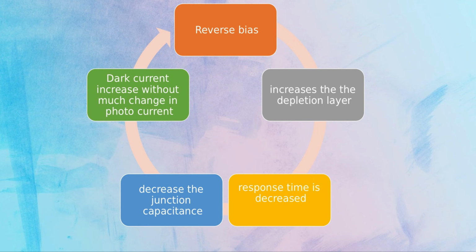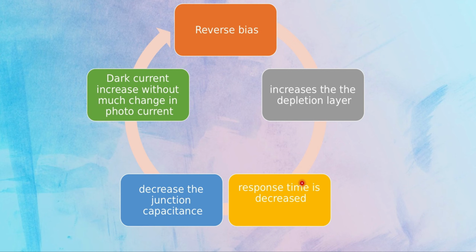Now this is more like a flowchart or a diagram representing what happens in a photodiode. We saw that a photodiode acts in reverse bias. So in reverse bias we know that there is an increase in the depletion layer. And so when the depletion layer increases, the surface area increases. So it has more surface area where it can absorb more photons. So when more photons are being absorbed, there's a very little response time of current being emitted back.